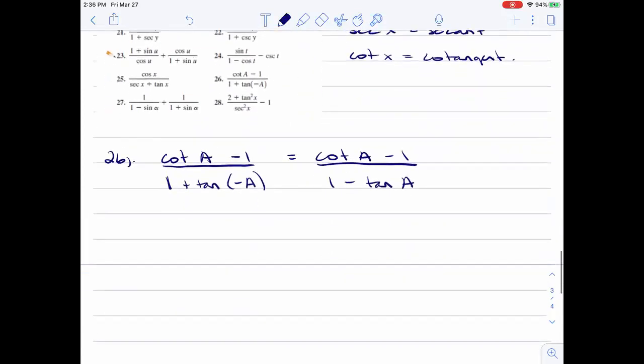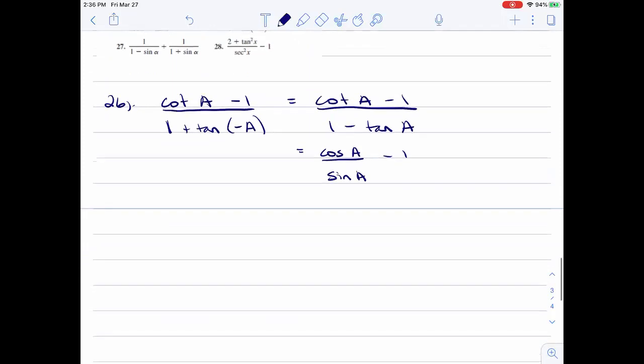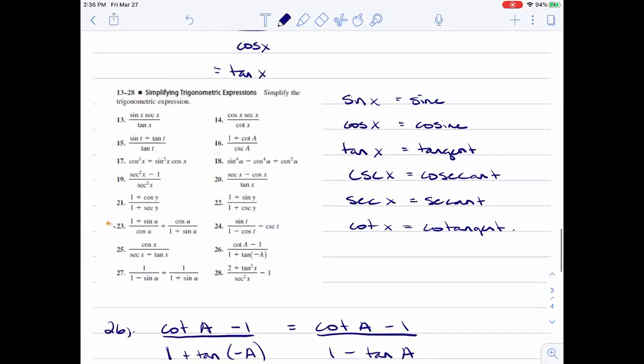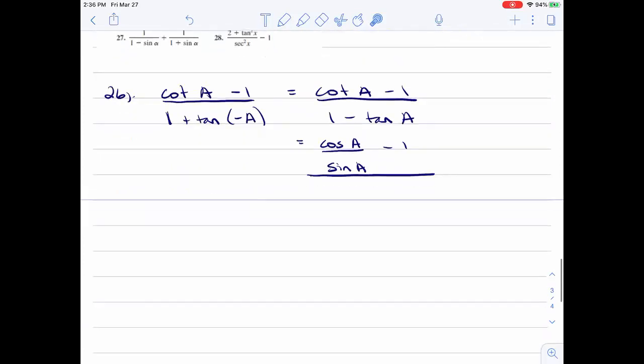So that's the next thing I'm going to do. That's the cos of A, so whatever is on the inside: cos of A over sine of A, minus 1. Then I'm going to make the same replacement, because I know that the tan of x is sine x over cos x. Maybe that'll get me somewhere if I replace these with sine x over cos x. So I get 1 minus sine A over cos A.